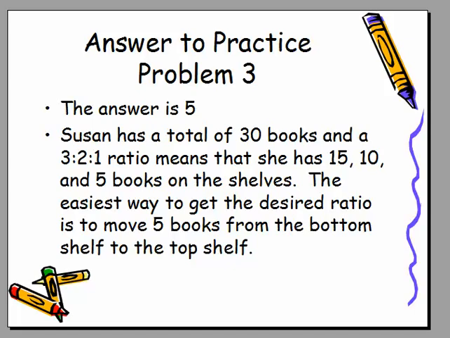The answer to practice problem 3 is 5. Recall that Susan has a total of 30 books, and a 3-2-1 ratio means that she has 15, 10, and 5 books on the shelf. The easiest way to get the desired ratio is to move 5 books from the bottom shelf to the top shelf.